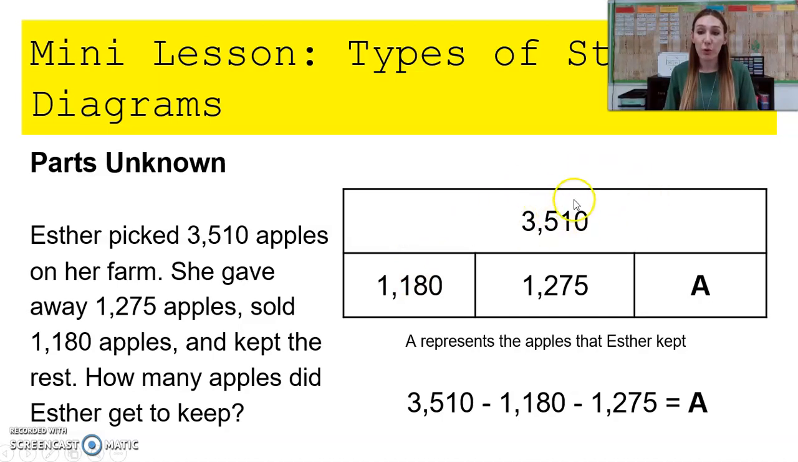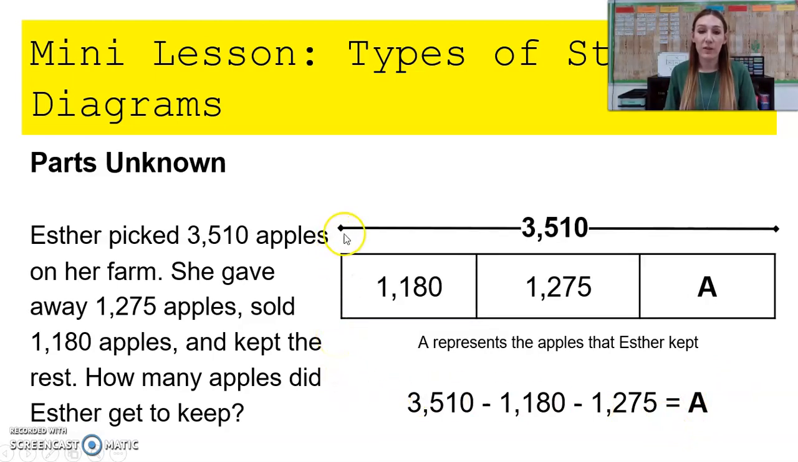So we do have a total in this question. So that means we're going to be looking for a part. Because our parts are not equal, we know we're not going to be dividing. So that means we're going to be subtracting. So we're going to let the variable A represent the apples that Esther kept. Because I'm starting with a total, I need to take away these parts in order to find my missing part. So I'm going to take my total, subtract 1,180, and also subtract 1,275 to get the apples that Esther gets to keep.